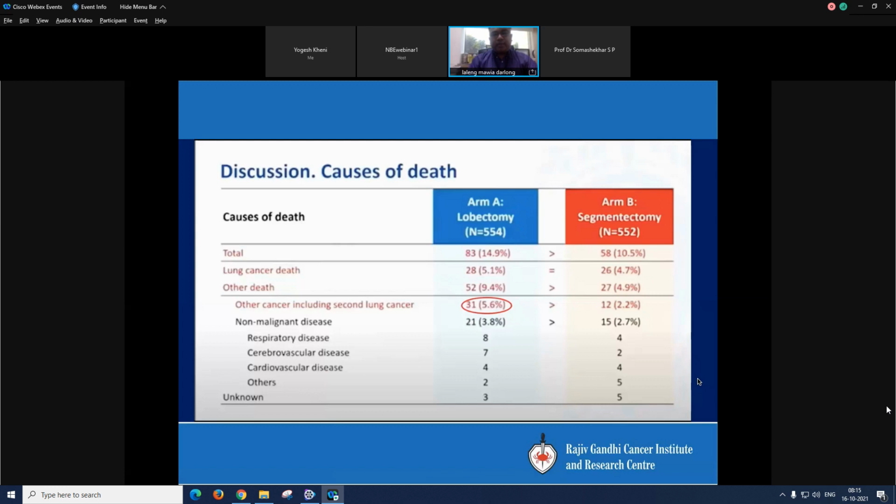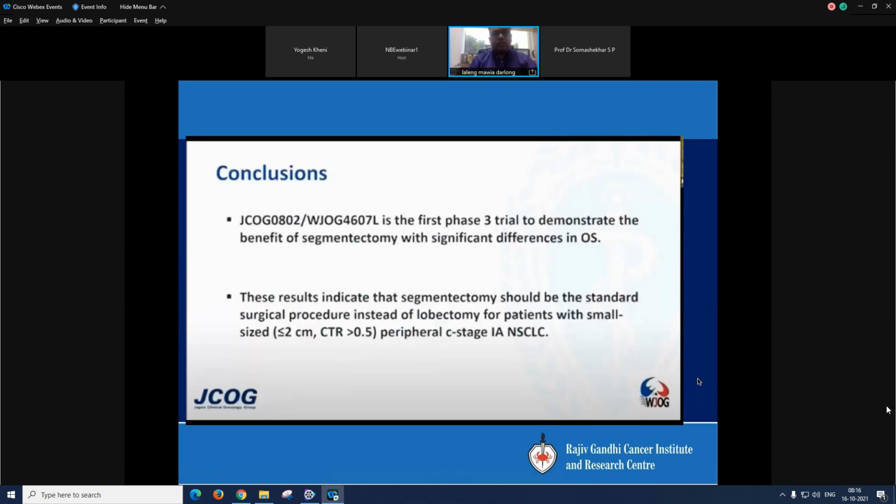But the authors do admit that in the lobectomy arm, the risk factor in terms of cerebrovascular and cardiac was definitely more. So they concluded this is the first phase 3 trial demonstrating benefit of segmentectomy with significant difference in OS.